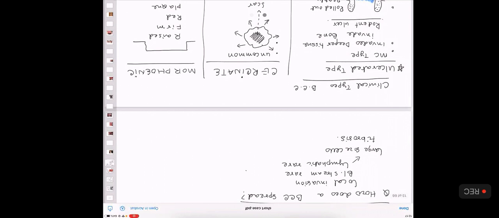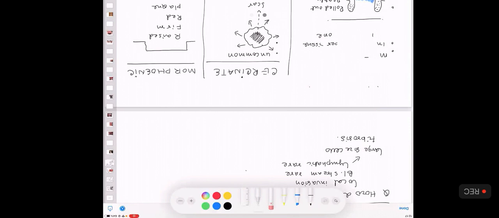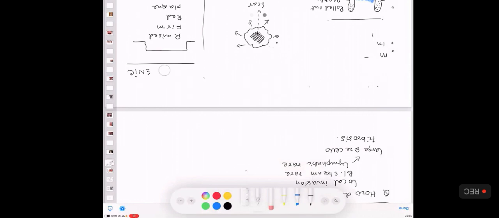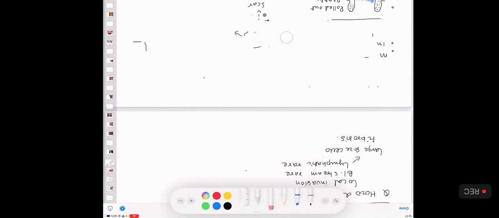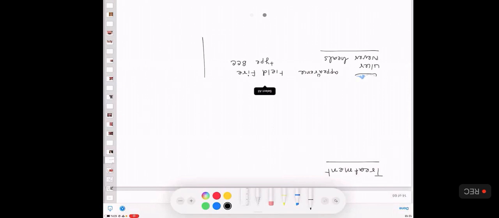Now, we have completed this part. What are the treatment modalities that are available? The treatment modalities are surgery and radiotherapy. So let me complete, just give me a minute please. The treatment modalities that are available include surgery and radiotherapy.